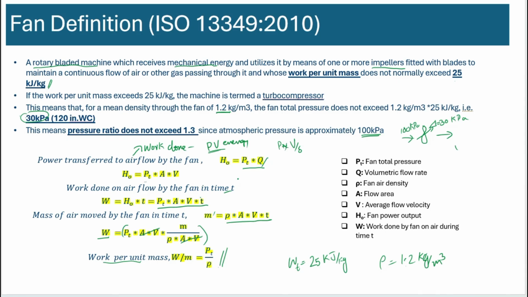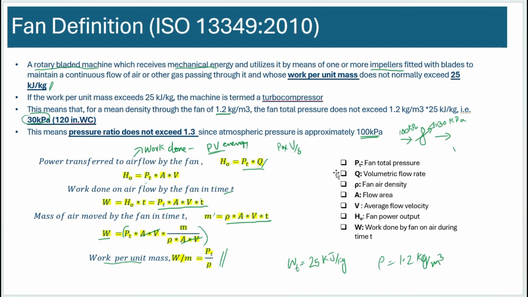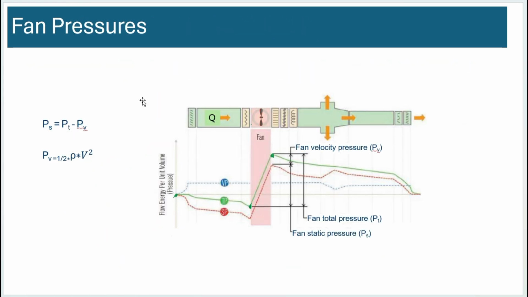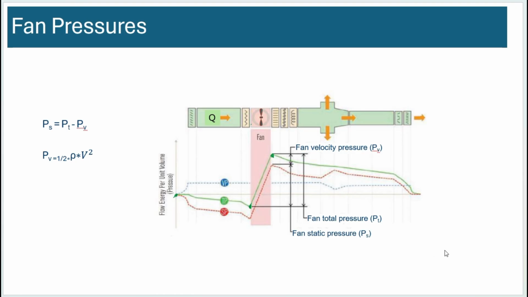Okay. All right. So let's now look at fan pressures. We had used fan total pressure in this formula here, PT, but we haven't really fully understood what that means, or we haven't really fully defined what that means. So when we said it shouldn't be more than 30 kilopascal when we are operating in regular atmospheric air conditions, where is this 30 kilopascal measured? So we'll try to make an understanding of that here.